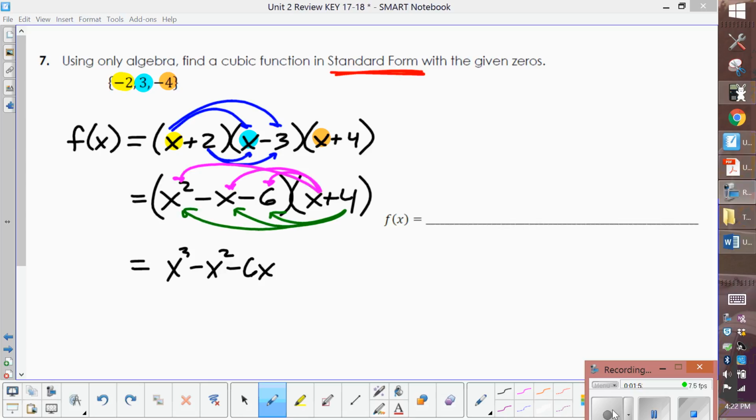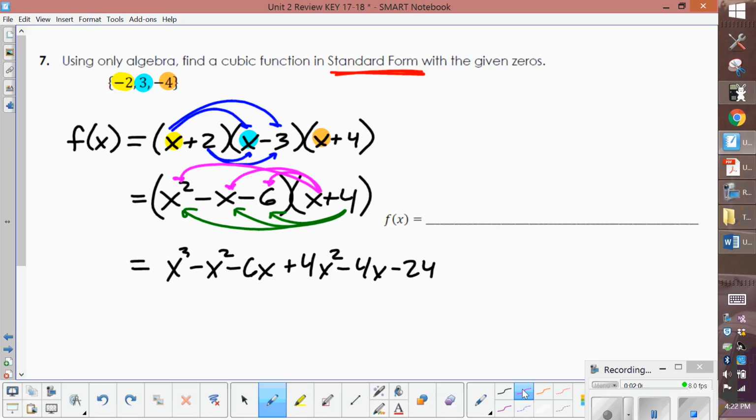And when I put those together, I should end up with this. So this is the 3 terms I got by distributing the x. These are the 3 terms I got by distributing the positive 4. And now I'm just going to combine like terms. I've got some x squareds. I can put those together.